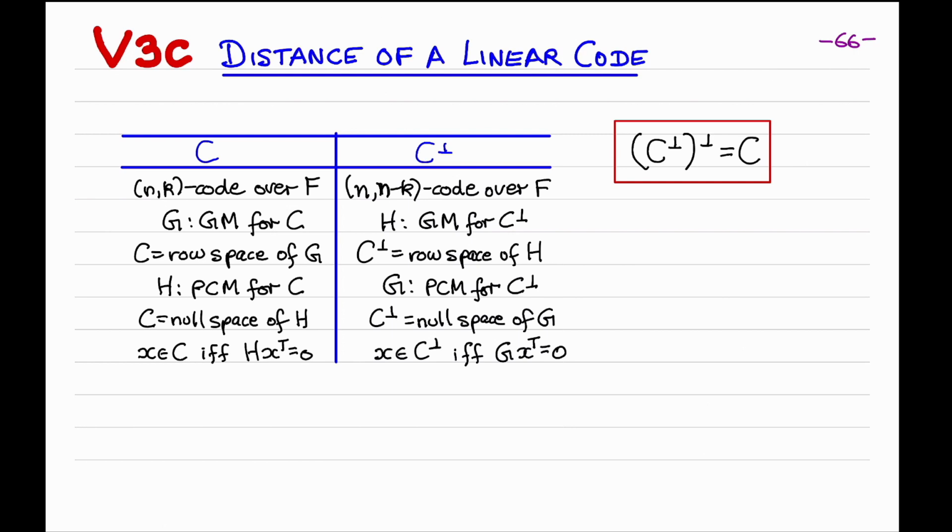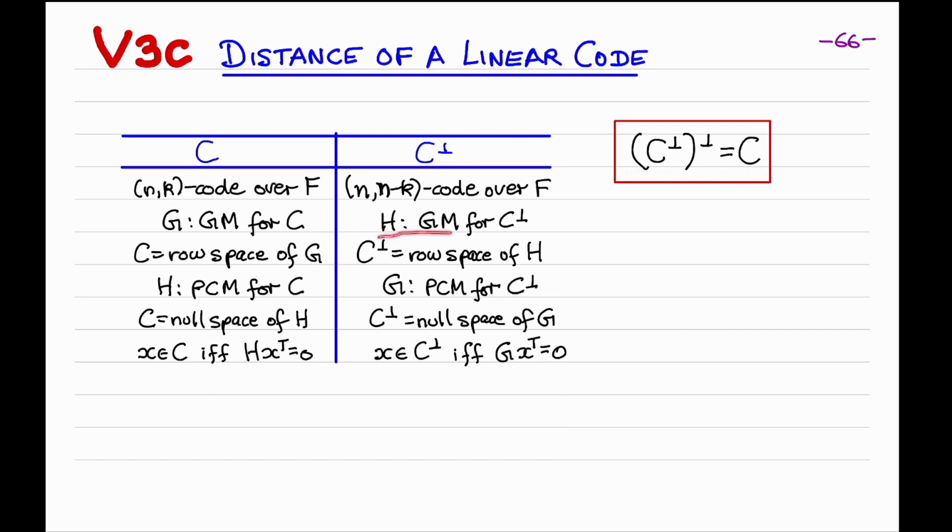So here, C is a linear code of length n and dimension k over a field F. G denotes a generator matrix for C. So remember, this is a k by n matrix whose rows form a basis for C. Hence, C can be described as the row space of G. C perp, the dual code of C, is also a linear code of length n, and it has dimension n minus k over F. We have this nice relationship that the dual of a dual code is the code itself.